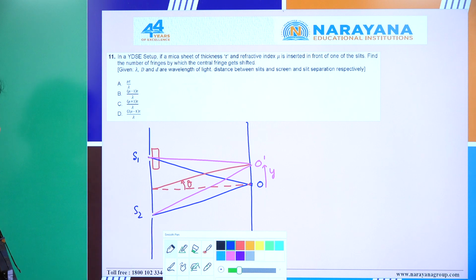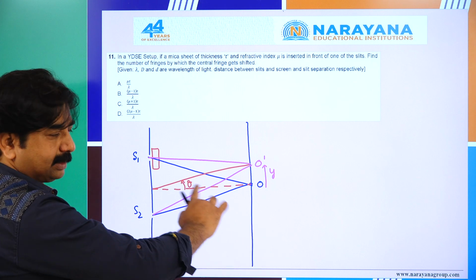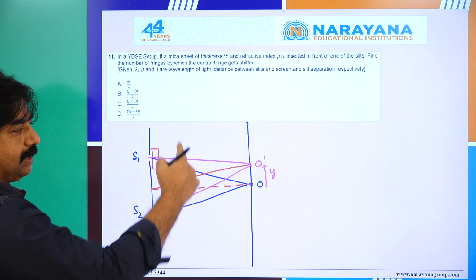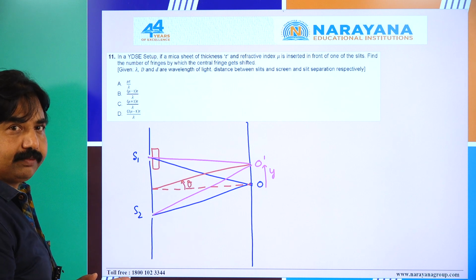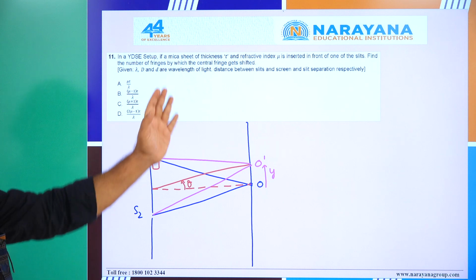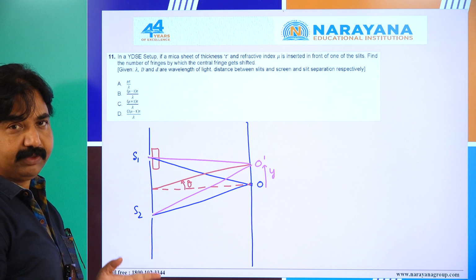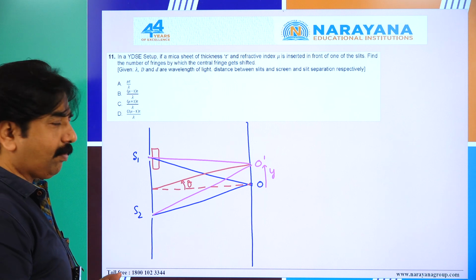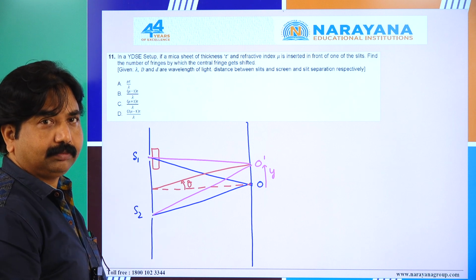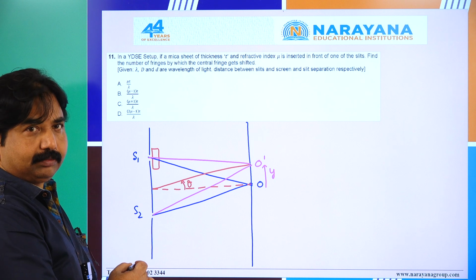Okay, look at here. Without mica sheet, the central bright fringe formed at O. With mica sheet, the central bright fringe is formed at O dash. What is meant by central bright fringe? It is where the central bright fringe is formed. What is the condition for central bright fringe? The path difference between S1P and S2P should be 0.